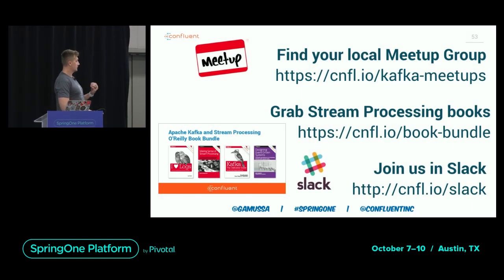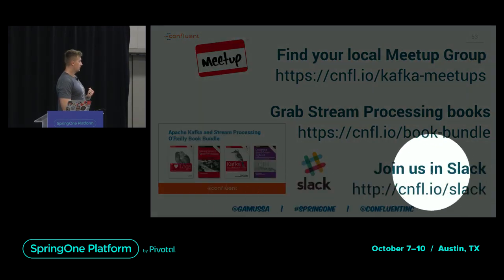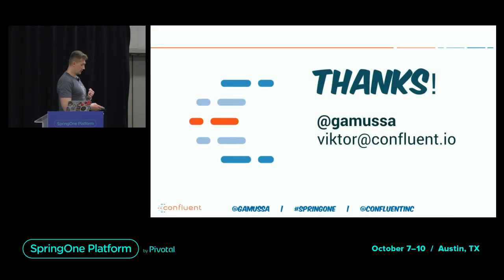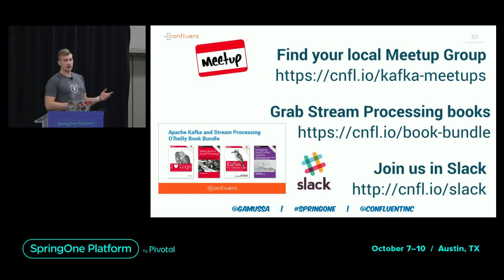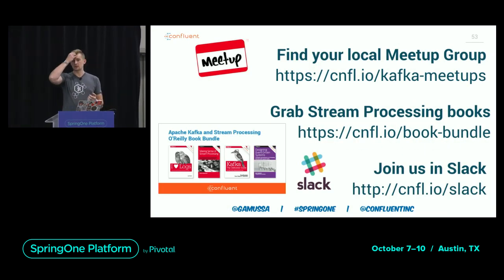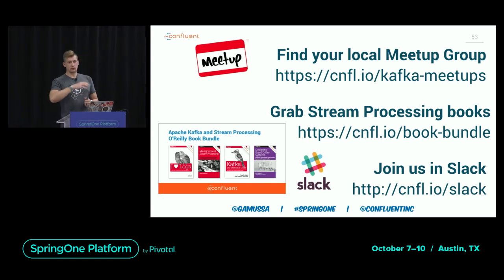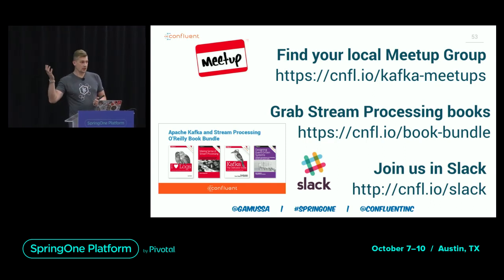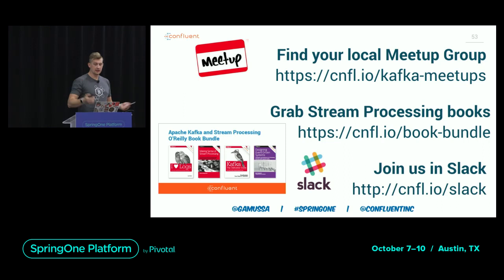But my personal favorite place, when I'm not doing conference talks, is the Confluent community Slack. This is where you can ask any type of questions. There's a Slack group for .NET clients as well. There are all sorts of clients, and engineers from Confluent hang out there.